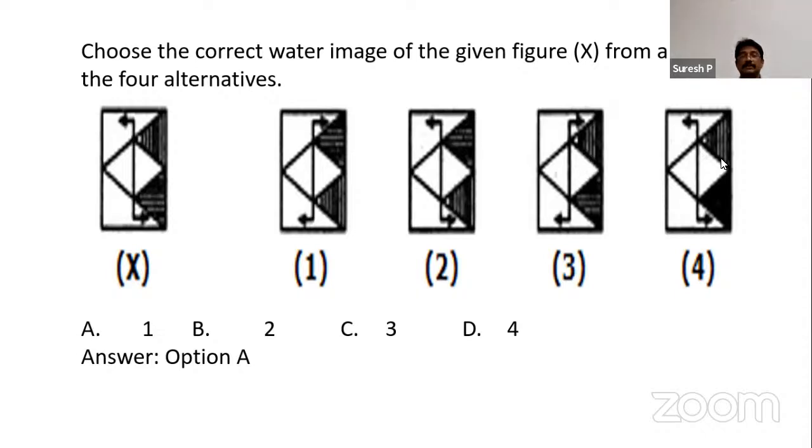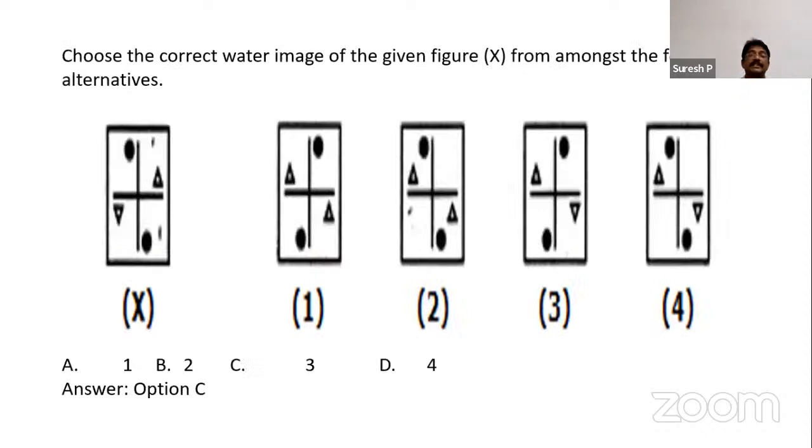So it's not possible. This is totally different. So obviously, option A, when you come to option A, means figure 1 is the correct option. You can choose it as an answer. Okay, now come to the next one.